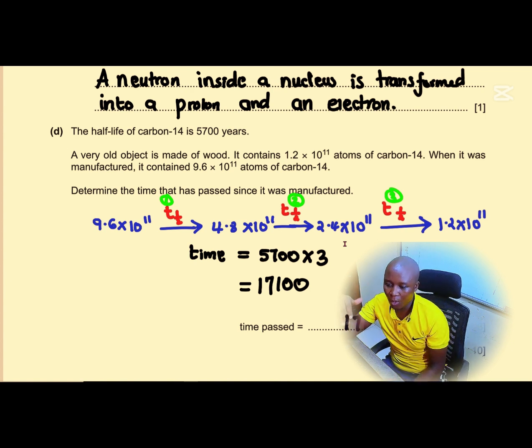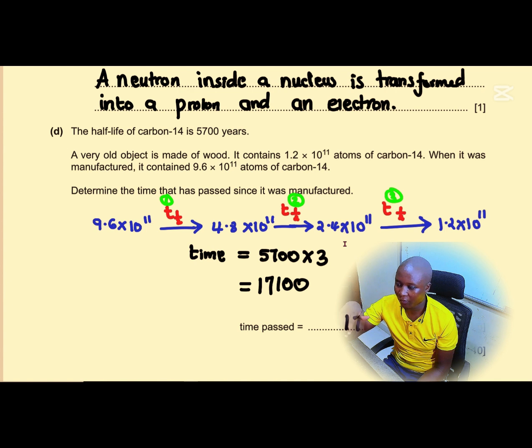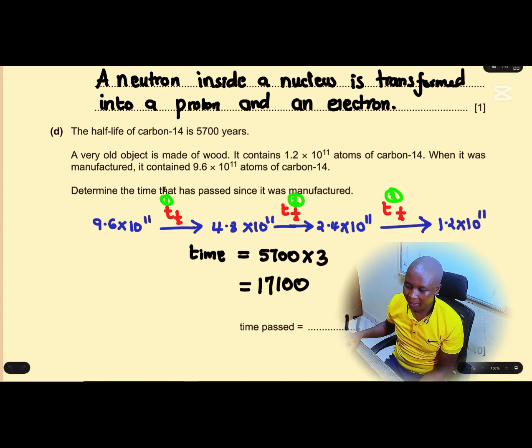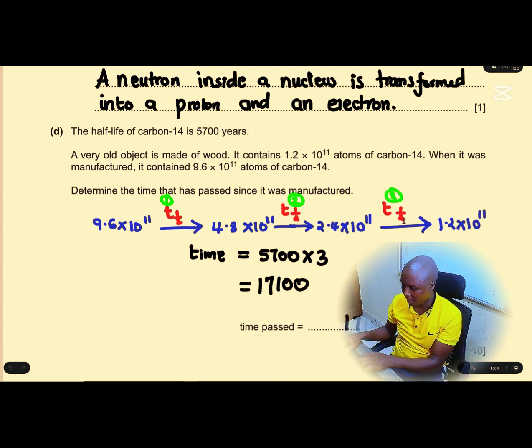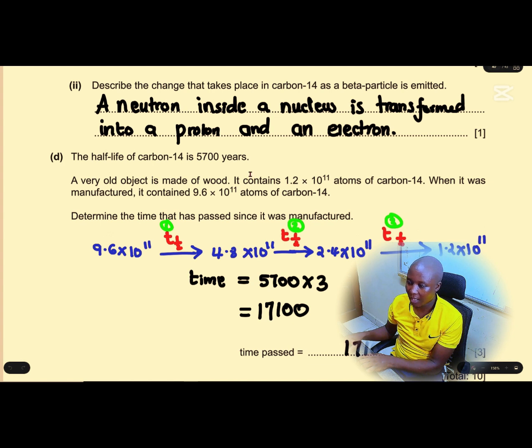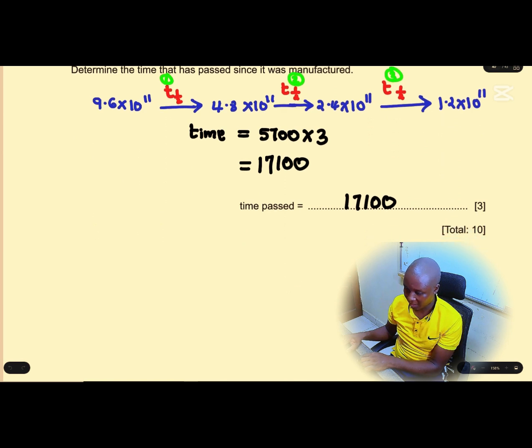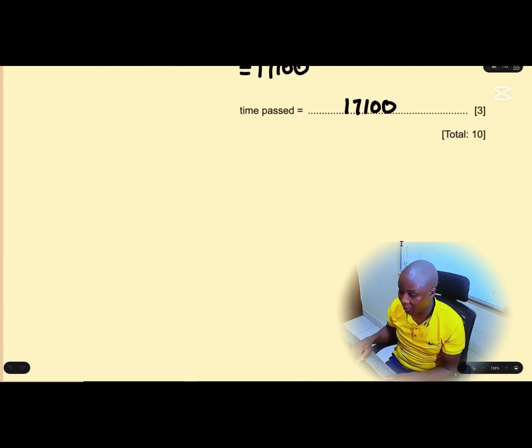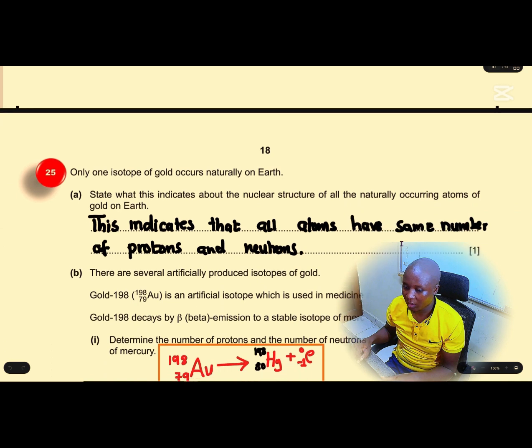We decrease by 1/2, it becomes 4.8. Decrease that by 1/2, it becomes 2.4. Decrease that by 1/2, it becomes 1.2. So we count how many half-lives have taken place since it was manufactured until the current number of atoms that we have. So we have 3 half-lives. So we take 5700 times 3, and that becomes 17,100 years. So that is how you can use half-life to determine when a quantity was manufactured.